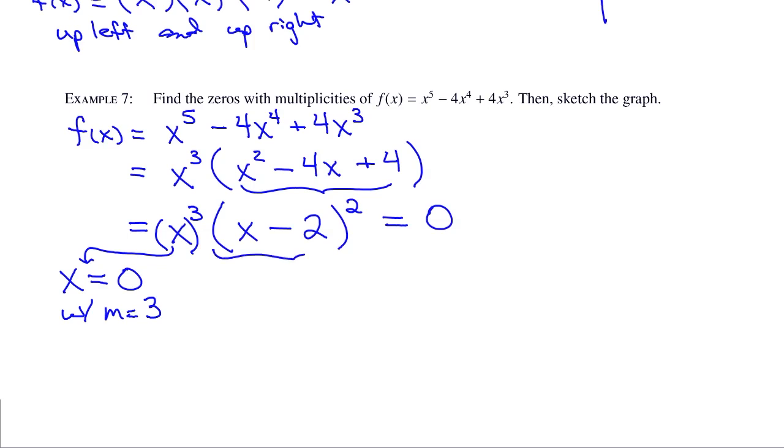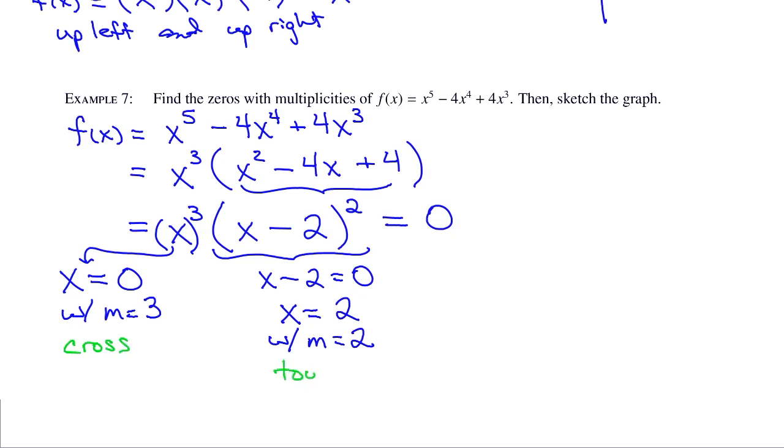The second part is x minus 2 equals 0. That gives me x equals 2 with multiplicity 2. If we talk about the behavior at the x-intercepts, we would say that at x equals 0 it crosses, and at x equals 2 it touches.